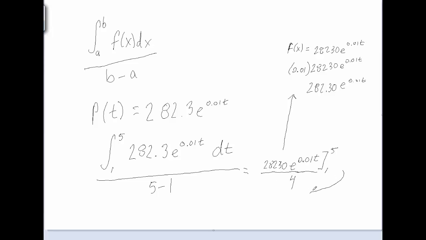And now, evaluating, we have 282.30 e to the 0.05 minus 282.30 e to the 0.01, which equals 1163.7 roughly. And we'll take that and divide by 4, which gives us 290.9, or the average population over that 4-year span was 290.9 million.